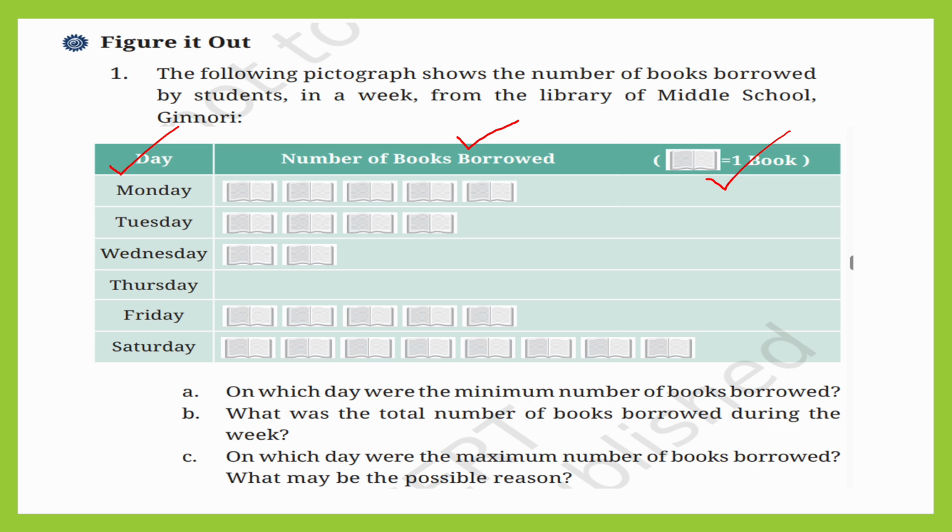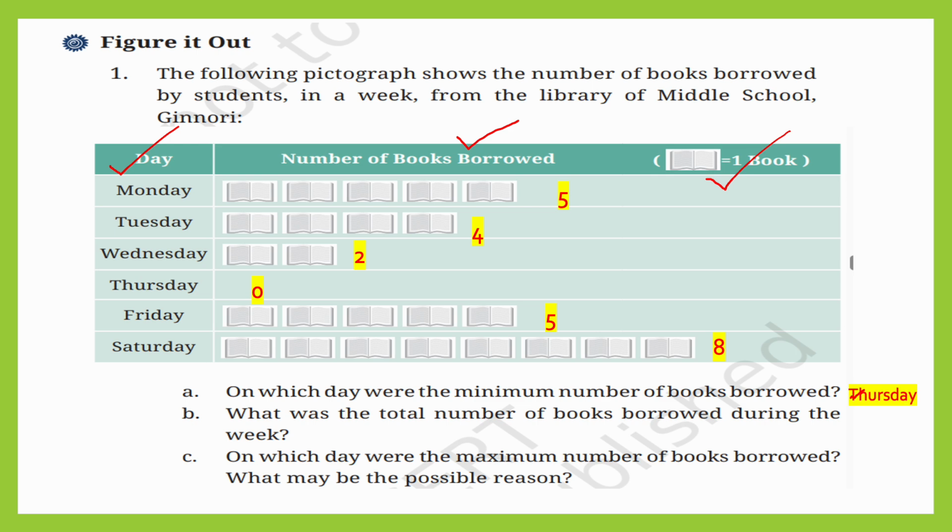So, how many books were borrowed on Monday? 5 books. Then, number of books borrowed on Tuesday? 4 books, because one symbol, it represents one book. Then Wednesday, 2 books. Then Thursday, no books were borrowed. Then Friday, 5 books. Then Saturday, 8 books. On which day were the minimum number of books borrowed? Thursday. On Thursday, no books were borrowed.